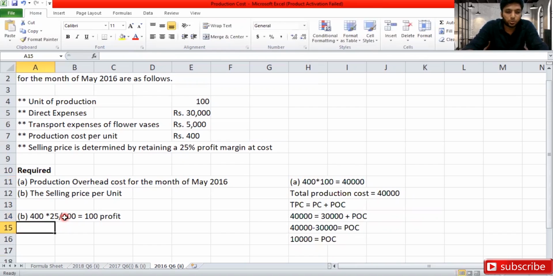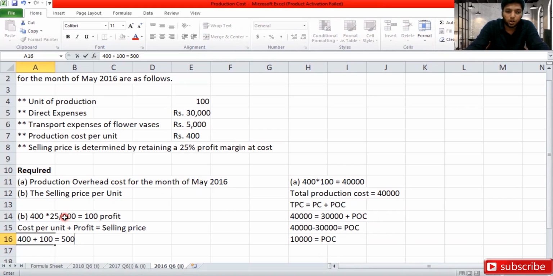What's my cost? Actually, my cost is cost per unit plus profit will give me selling price. Always remember to write the formula. Selling price: cost per unit is 400 plus profit is 100. My selling price is 500. So this is my actual selling price.